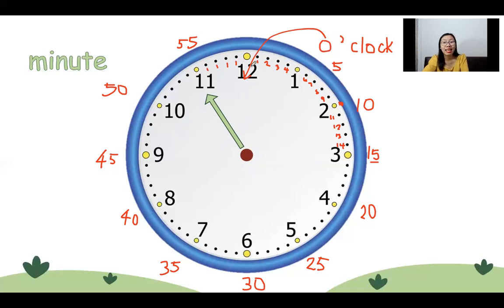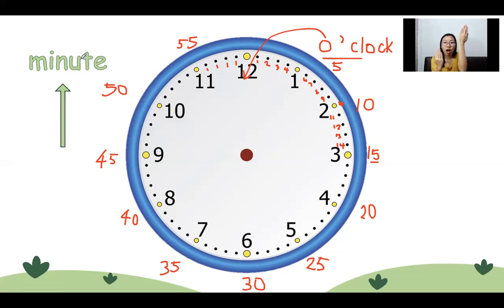Okay, so 55, 56, 57, 58, 59. We don't say 60, we say another hour, and that's o'clock. Okay? All right. So again, the long hand says the minute. Okay, minute.